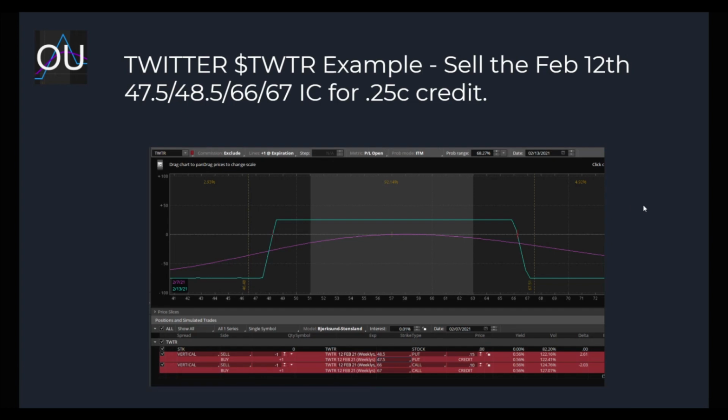You can see here that you're risking a lot less to make a lot less, which isn't a great setup, but nonetheless, it is a good trade for earnings. You're risking about, I think, 3 to make 1 here.